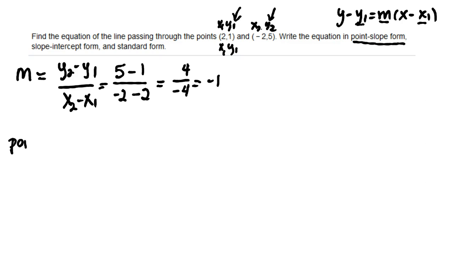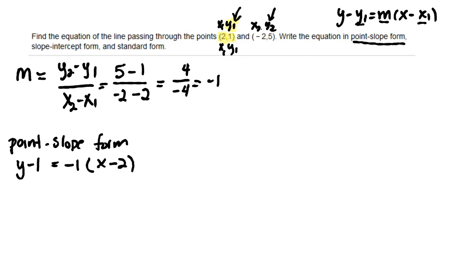So our point-slope form is y minus 1, I am using the same y1, equals m times x minus x1, so I'll use that 2. And that's the point-slope form. The only thing I might do is instead of writing -1, write negative. So that's our point-slope form.